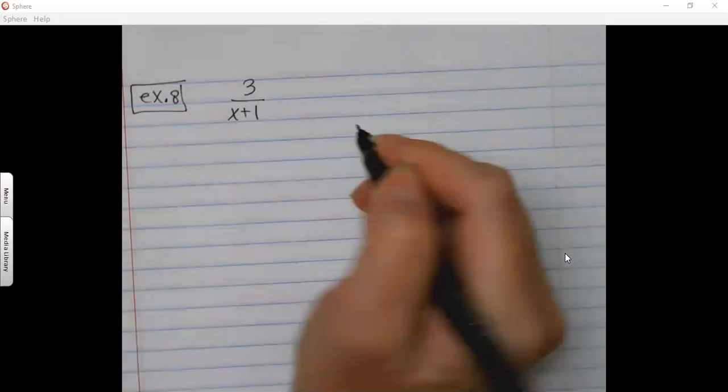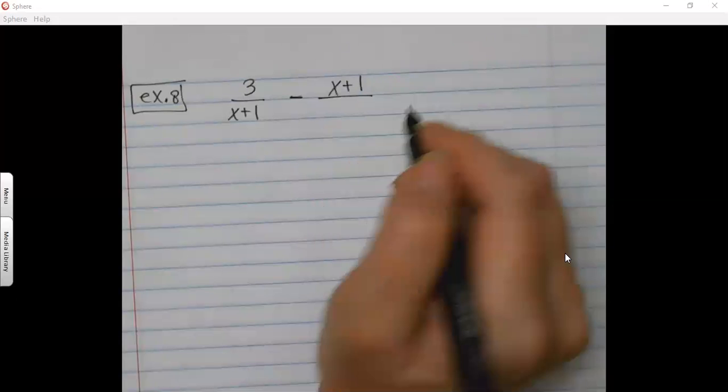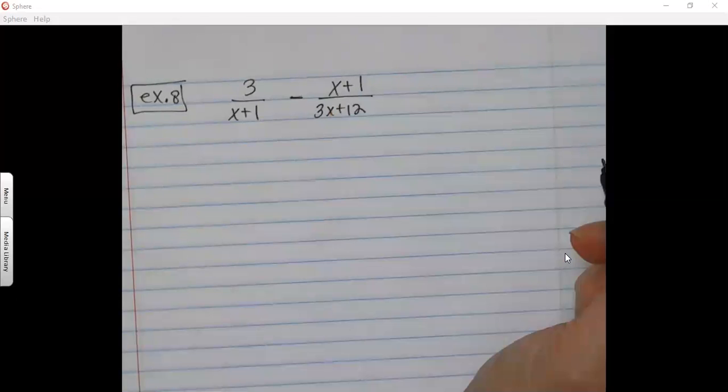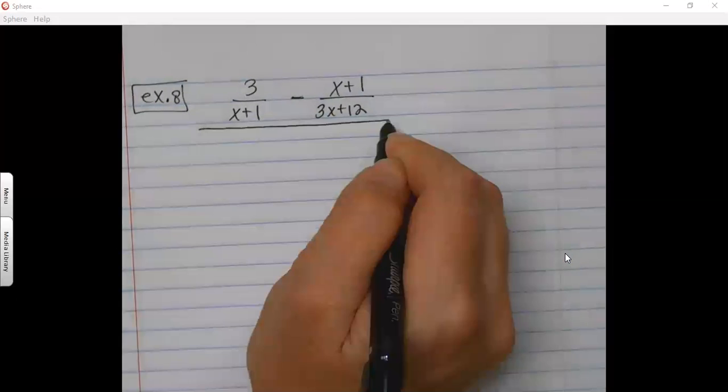All right, we have 3 divided by x plus 1 minus x plus 1 divided by 3x plus 12, and all of that is being divided by 9 divided by x plus 4.